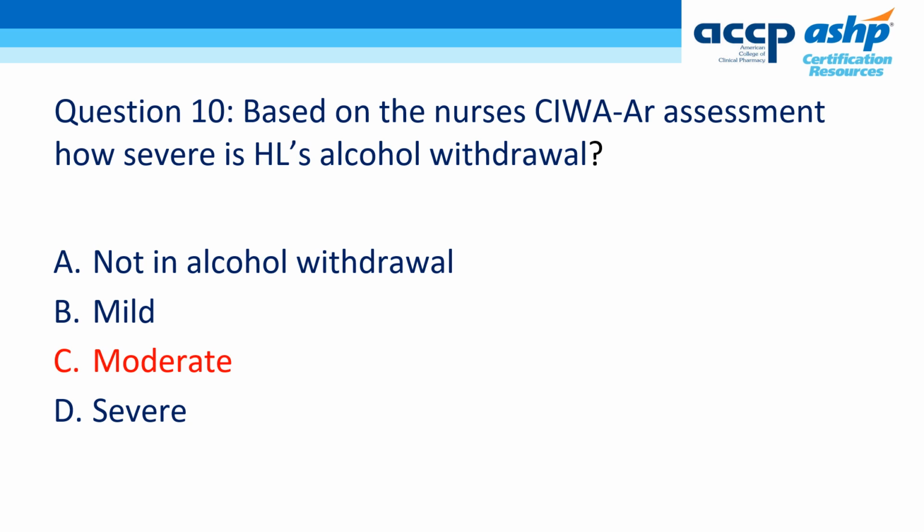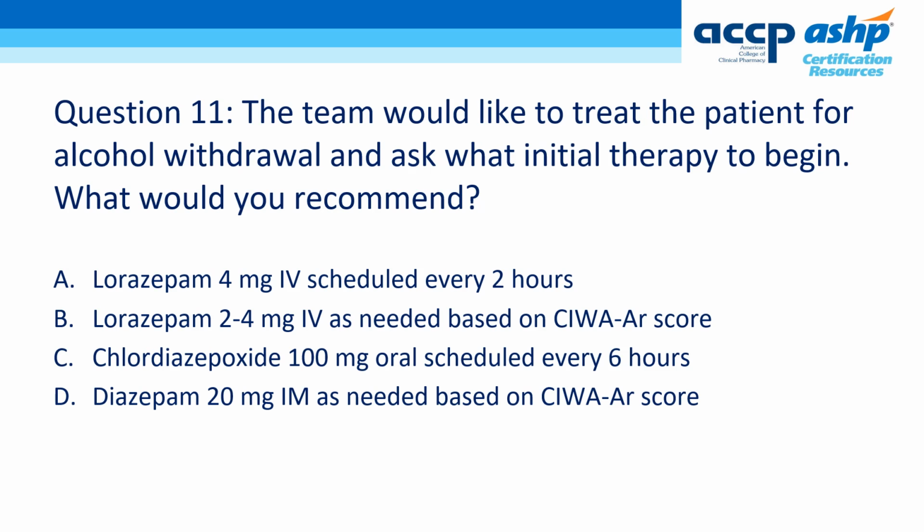The correct answer is C. A CWAS score of 16 indicates moderate alcohol withdrawal. The team would like to treat the patient now for his alcohol withdrawal and ask you what initial therapy to begin. What would you recommend?